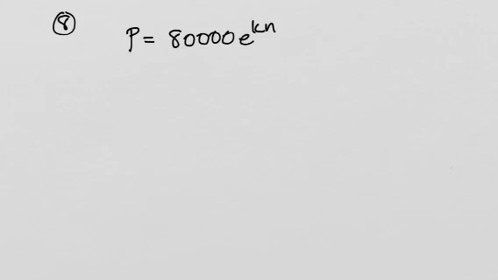Lastly, number 8, a town has a population of 80,000. If it goes up to 100,000 in 12 years, find k. So the population's become 100,000. It started off at 80,000, e to the k times, and the number of years you have to do it for is 12.